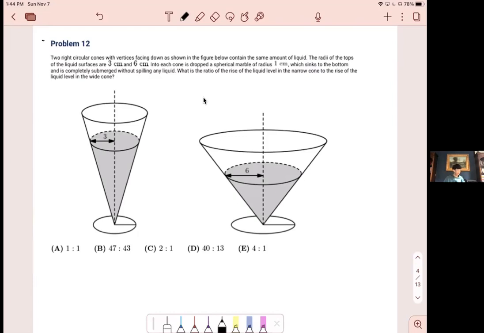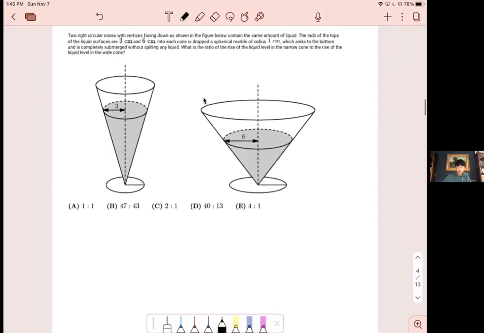Oh, this one's tricky. Two right circular cones with vertices facing down as shown in the figure below contain the same amount of liquid. The radii of the tops of the liquid surfaces are 3 centimeters and 6 centimeters. Into each cone is dropped a spherical marble of radius 1 centimeter, which sinks to the bottom and is completely submerged without spilling any liquid. What is the ratio of the rise of liquid in the narrow cone to the rise of the liquid in the wide cone? This is actually a really good problem.